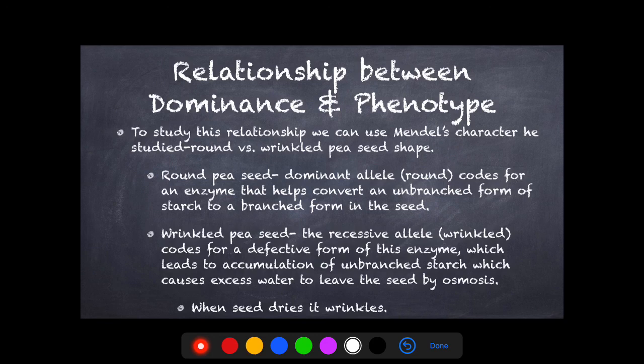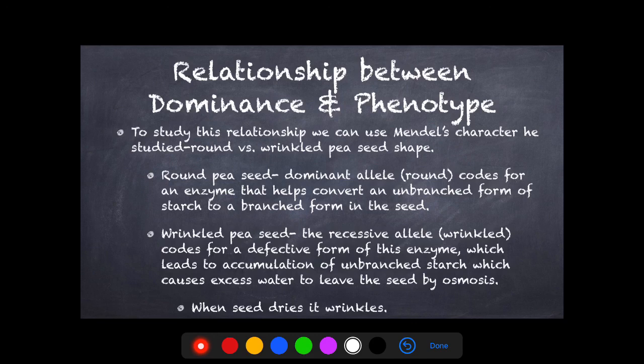Okay, so to study this relationship, we can use Mendel's character when he studied the round versus wrinkled pea seed shape, okay? When we looked at the round pea, this was the dominant allele, right? So the round was dominant over the wrinkled.